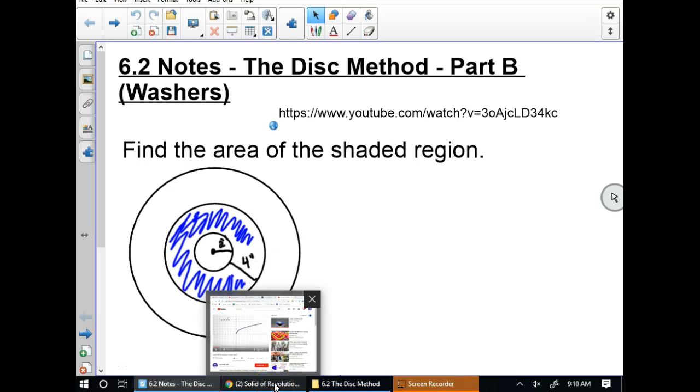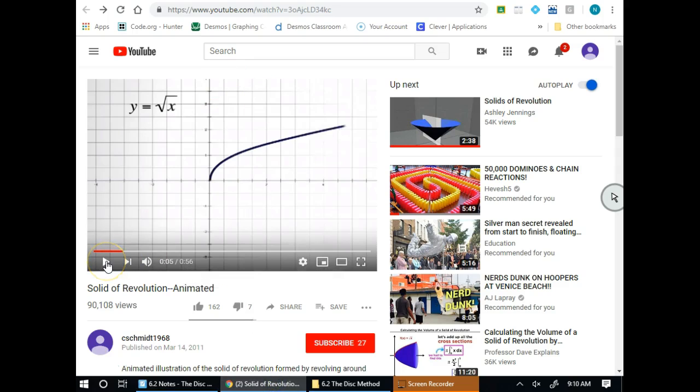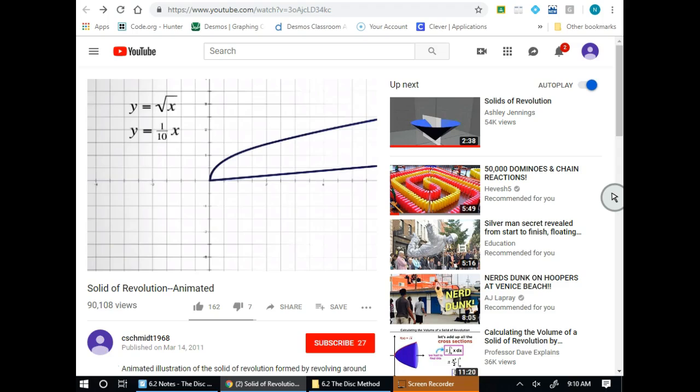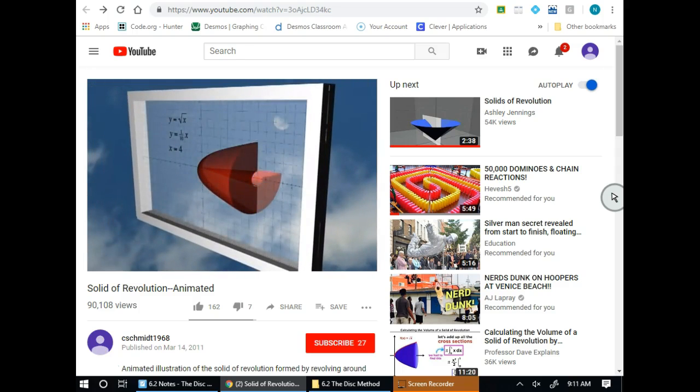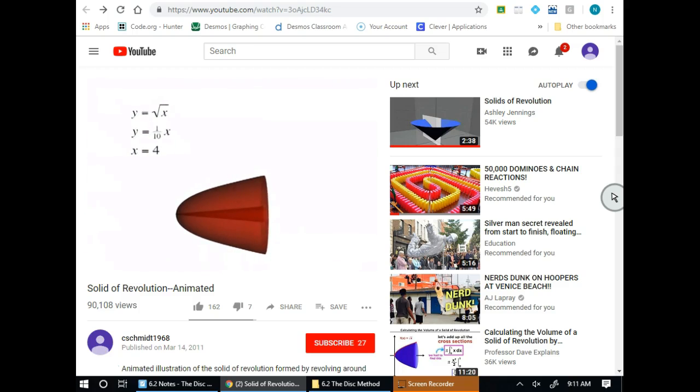So today, this is what we're going to be looking at. It's similar to what we were doing before, but we will have a region that is bounded by two different equations, and it will not touch the axis we're rotating around, or it will not touch everywhere. So if we look at this region right here, if it is rotated around the axis here, you can see you end up with a hole in the middle of the item that you are looking at.